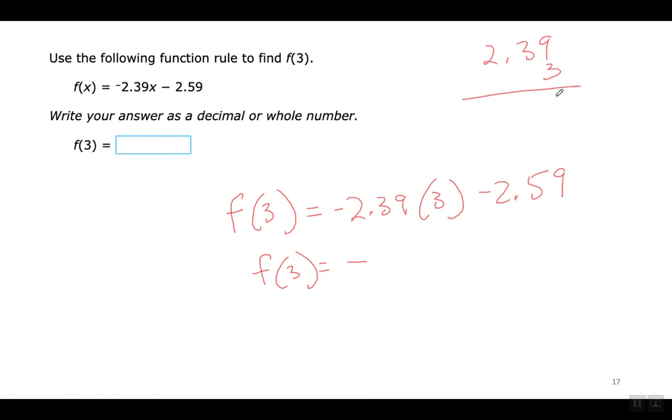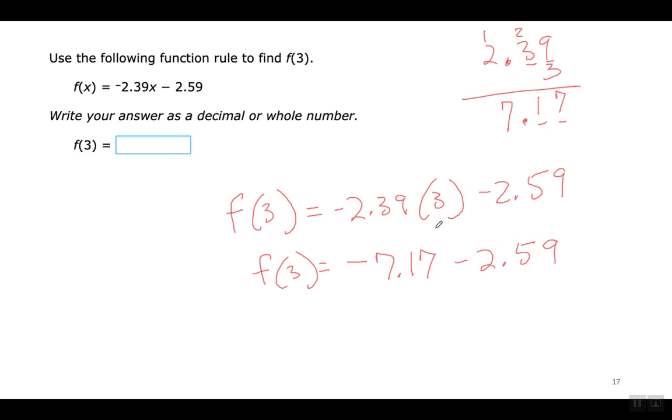3 times 9 is 27. I carry the 2. 3 times 3 is 9, plus 2 more is 11. I put a 1 and carry the 1. 3 times 2 is 6, plus 1 more is 7. If your problem has 2 numbers after the decimal point, your answer also has to have 2 numbers after the decimal point. So I got negative 7.17. Si el problema tiene 2 números detrás del punto decimal, la respuesta también tiene que tener 2 números detrás del punto decimal. Okay, so now I gotta subtract negative 7.17 minus 2.59.